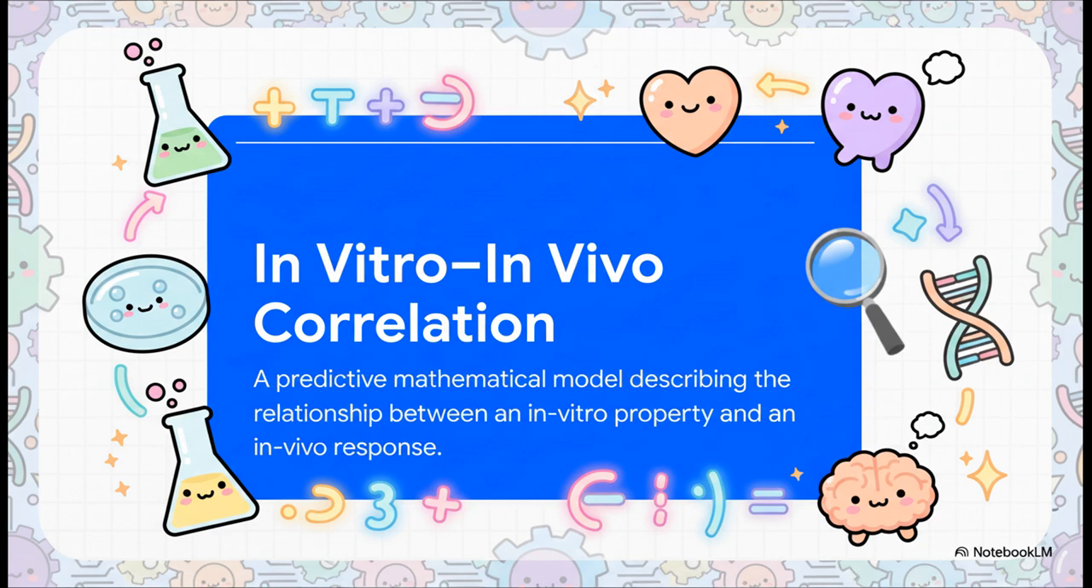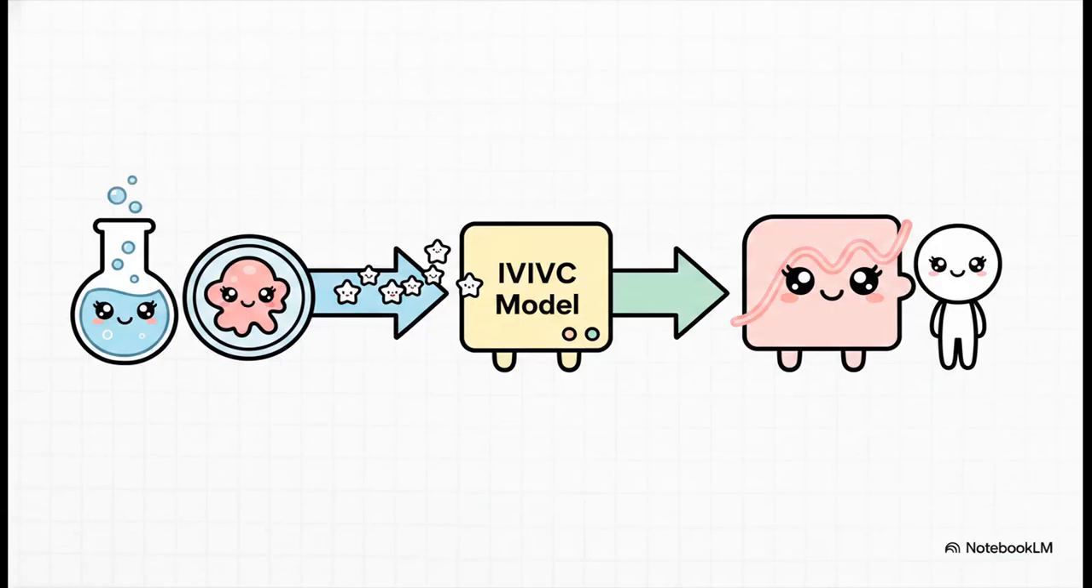Let's break that down. In vitro is just science speak for in the lab. In vivo means in a living organism. So IVIVC is basically a mathematical bridge that connects lab results to real body results. Think of this bridge like a two-way street. Going one way, we have what's called convolution. This is all about prediction. You take your data from the lab, you plug it into the model, and it spits out a forecast for what will happen in the human body. It's basically letting us peek into the future, all digitally.